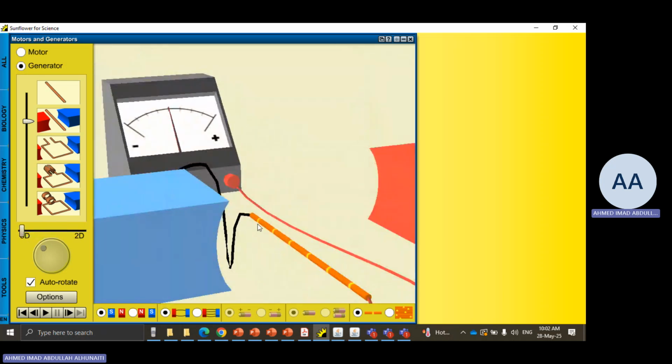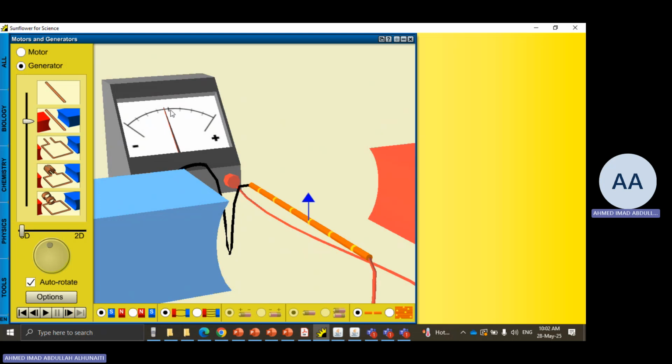So the current would be moving in this direction. It will enter the red segment of the wire, and then into this terminal of the galvanometer. And in theory, it should push the little arrow here, this detector, to the left, which is negative.